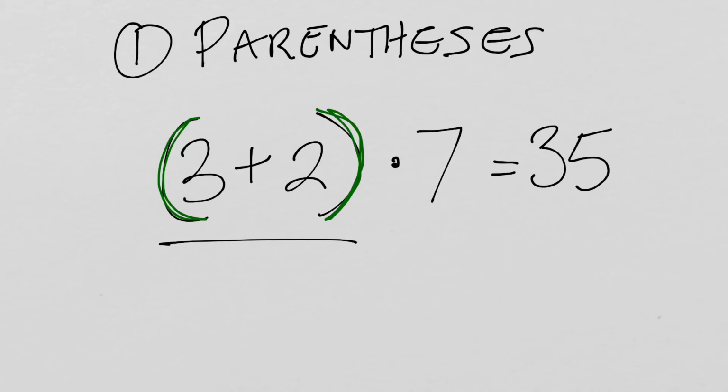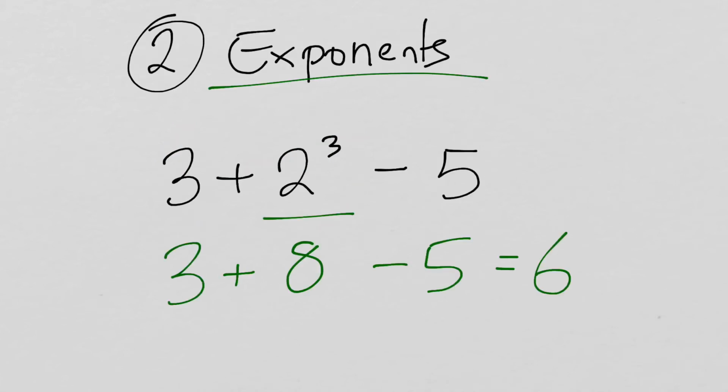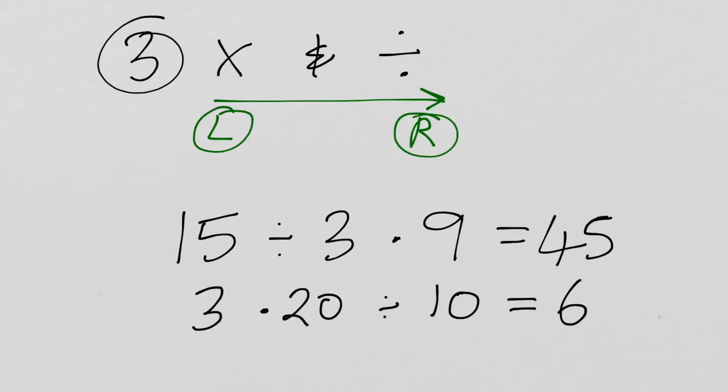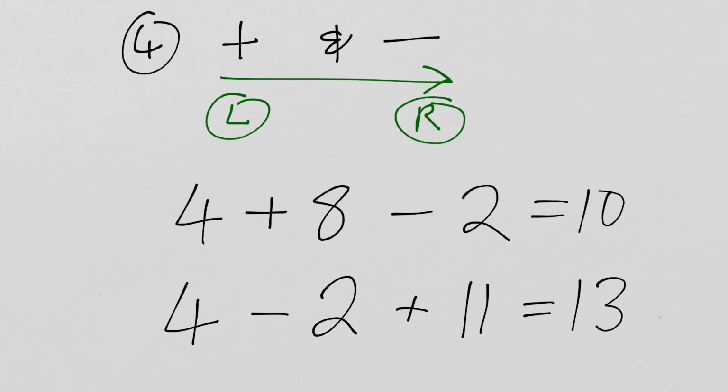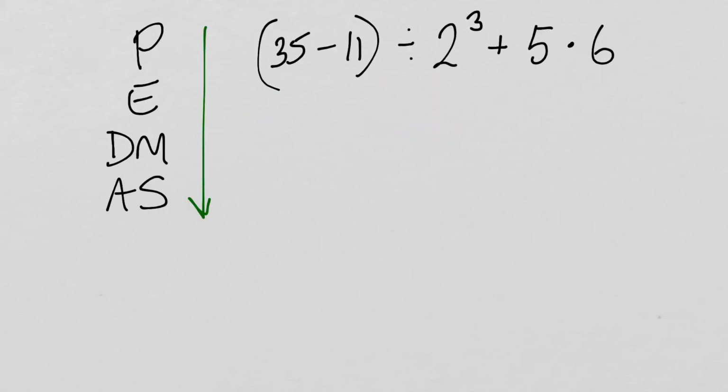So those are the steps. Parentheses first. Anything in parentheses gets done first. Then any exponents that you might have. And in 5th grade, we don't generally have this step because we're not using exponents, except in powers of 10. Then multiplication and division from left to right. Then addition and subtraction from left to right. So let's do a problem.